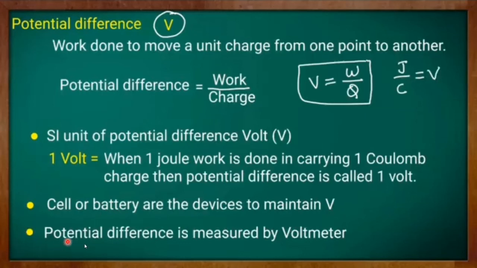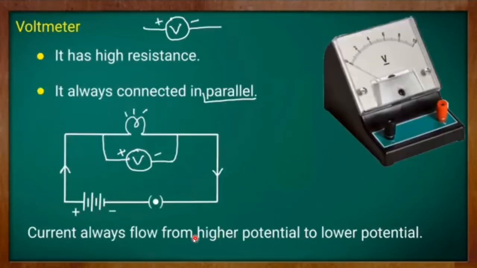Then how do we measure the potential difference, children? Potential difference is measured by the device called a voltmeter. Then what do you mean by voltmeter? A voltmeter has the property of high resistance. As I've said, we are going to learn more about high resistance. It is always connected in parallel. We saw that the ammeter was connected in series, whereas the voltmeter is connected in parallel.